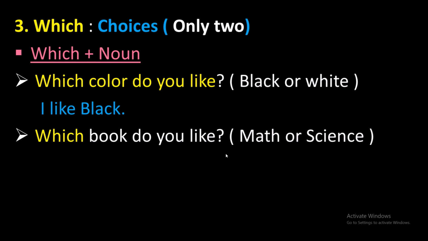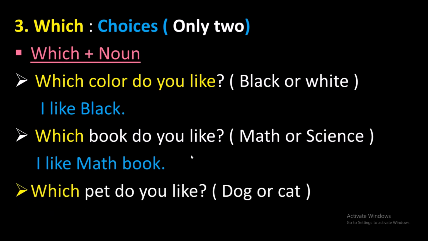Another one. Which book do you like? So this time I give you 2 kinds of book, math and science. So you have to choose one. There's no history or anything, just only 2 choices. I like math book, so you go pick up the math book. The last example, which pet do you like? Only 2 choices, dog or cat. No fish, no chicken, nothing else. So you choose, oh, I like a dog.